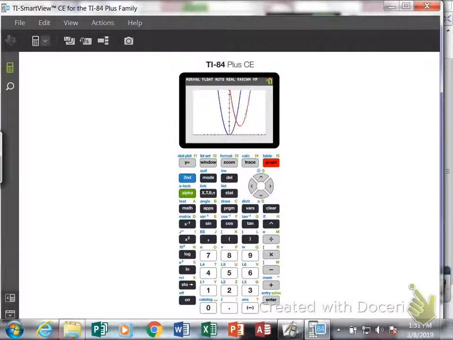There's your parent function and there's your new function. So you can see how it was shifted. So then you could trace it if you wanted to. But then you could see that it went 3 to the right and 2 units up. So you can visually see how it translates.